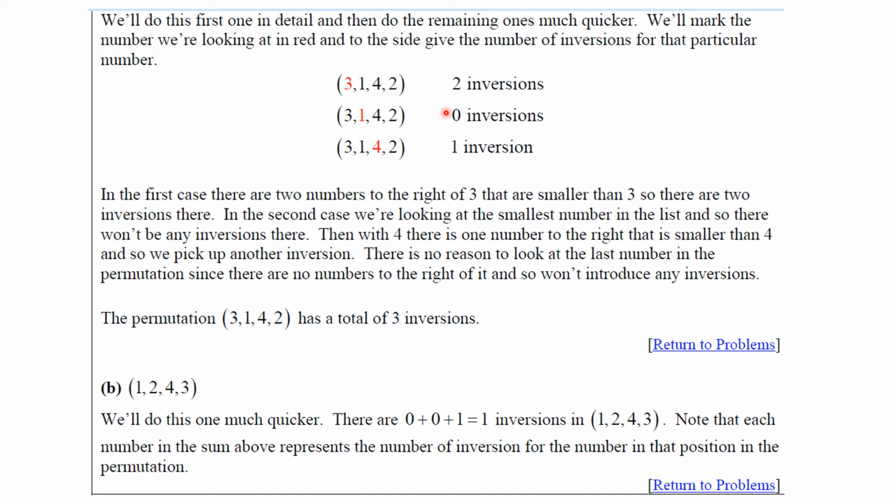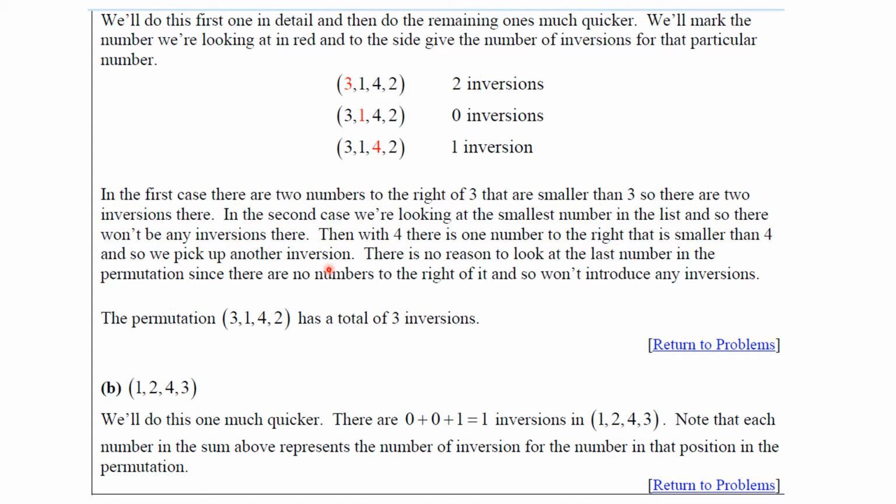So with 3, you can see that there are 2 inversions, because 1 and 2 should be on the other side of 3. Now for 1, there are 0 inversions because 4 and 2 are both bigger than 1. And for the 4, there is 1 inversion. So in this case, there are 2 numbers to the right of 3 that are smaller than 3. So there are 2 inversions there.